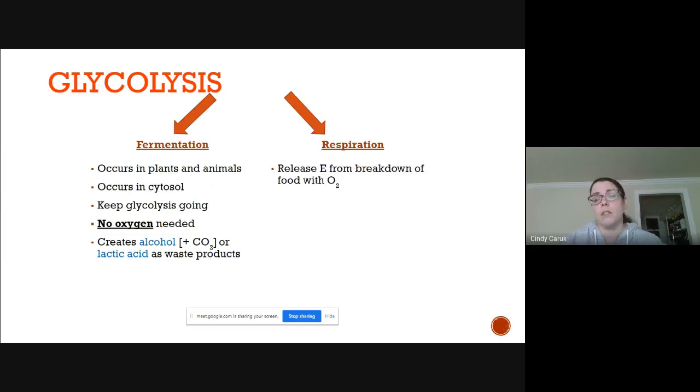Respiration, you're going to break down the carbon the rest of the way. We're going to completely oxidize it. Remember, when that carbon is broken down, it becomes carbon dioxide. We're going to need oxygen. This is going to occur in the mitochondria. It can occur in prokaryotes, and I'll have a little slide on that in a second. And the oxygen is your final electron acceptor because it's highly electronegative. The electrons are attracted to it, and it's going to form water.